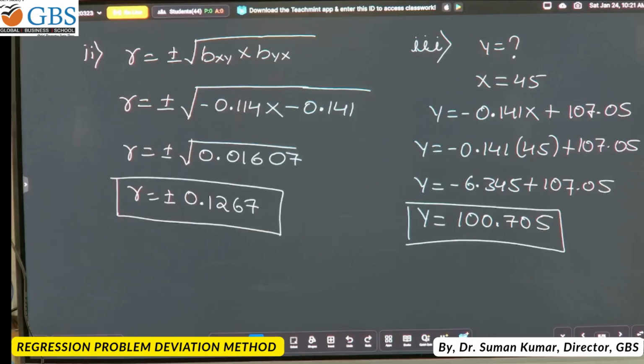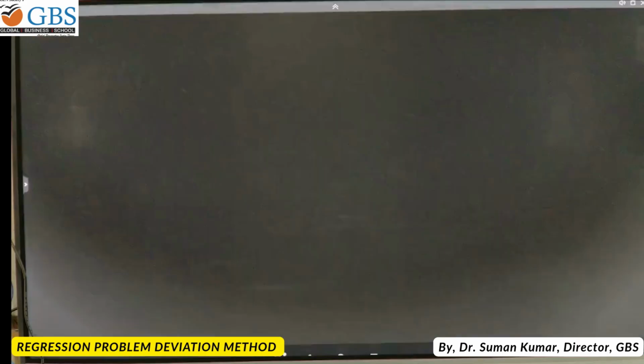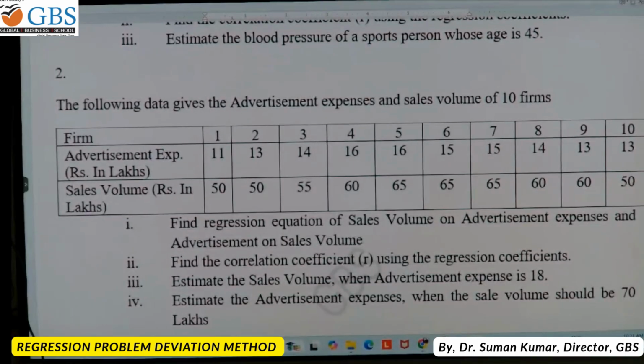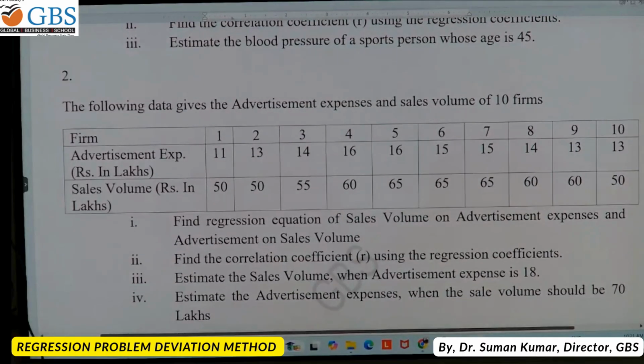Will you solve one more question similar to this on your own? Yeah, on your screen. Did we solve this? No? Can you solve? Solve.